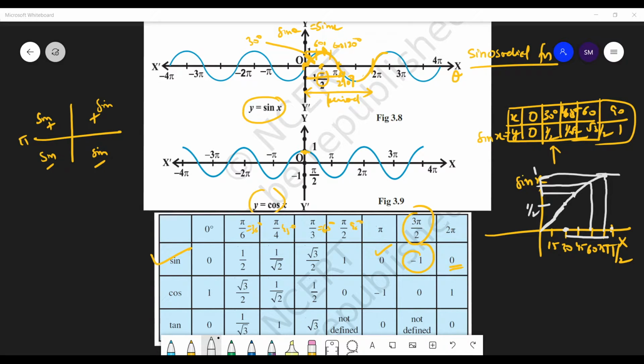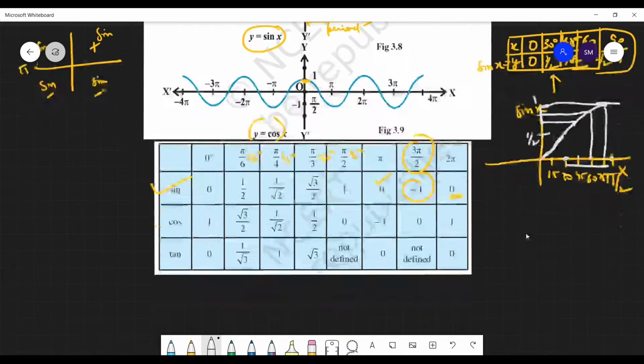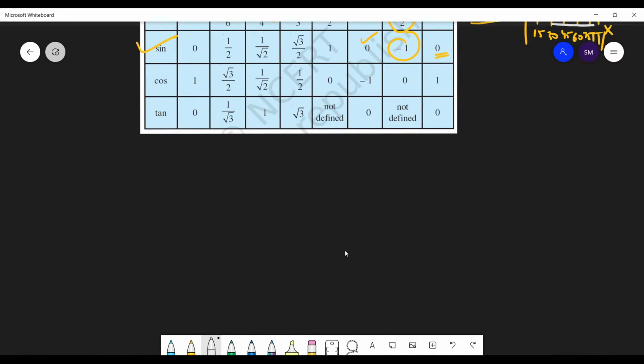Now, as we were discussing, the periodicity of sine and cos is 2 pi, but what about the periodicity of tan? One of the students was telling that the periodicity is 90. Yes, right, that's absolutely right.